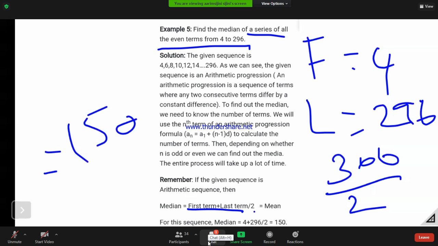If they are asking us to calculate the median of a series of even terms, we just add the first term and last term and divide by 2. We will get the value as 150.